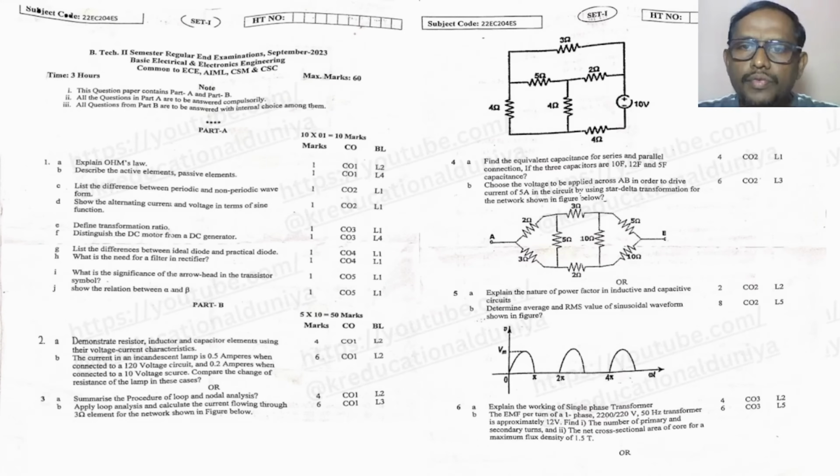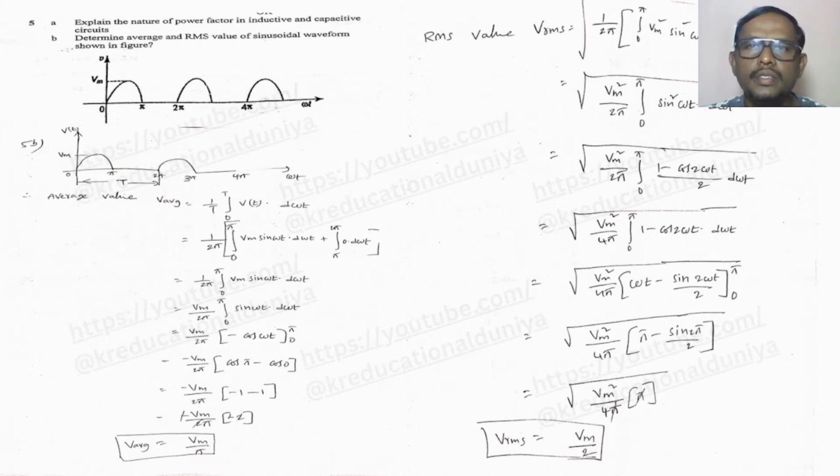And here, if you observe carefully, in 5th B, there is a problem. So we'll see that problem. It is a half-wave rectifier. This waveform is called a half-wave rectifier. And here, 5th B is given as: determine the average and RMS value of a sinusoidal waveform shown in the figure. So this is a half-wave rectifier.